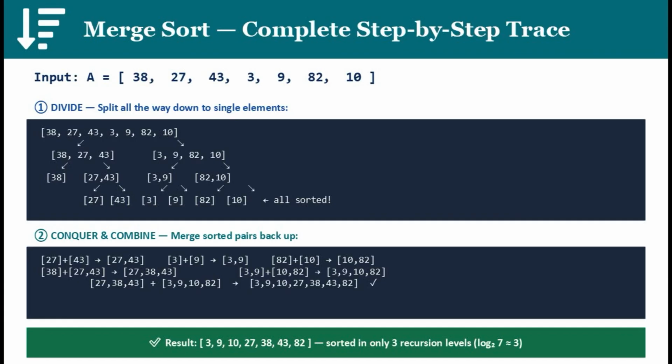Final merge 27, 38, 43 with 3, 9, 10, 82. We walk through both simultaneously, always taking the smaller leading element. Result 3, 9, 10, 27, 38, 43, 82. 7 elements fully sorted in just 3 levels of recursion. That is log base 2 of 7, approximately 3. This is why merge sort runs in O of n log n time, dramatically faster than the O of n squared of bubble sort.